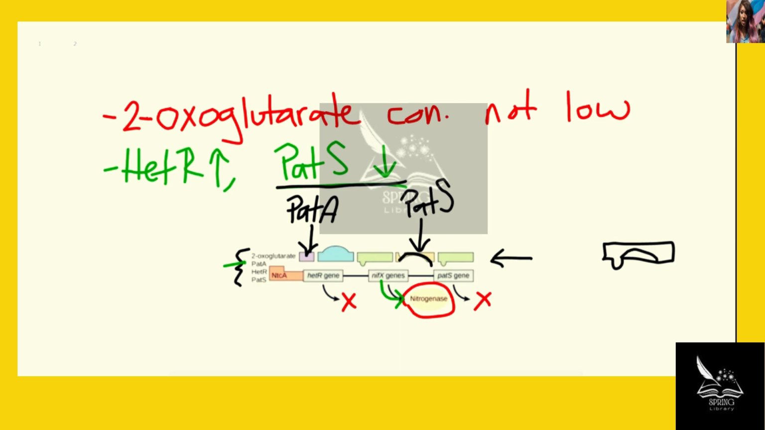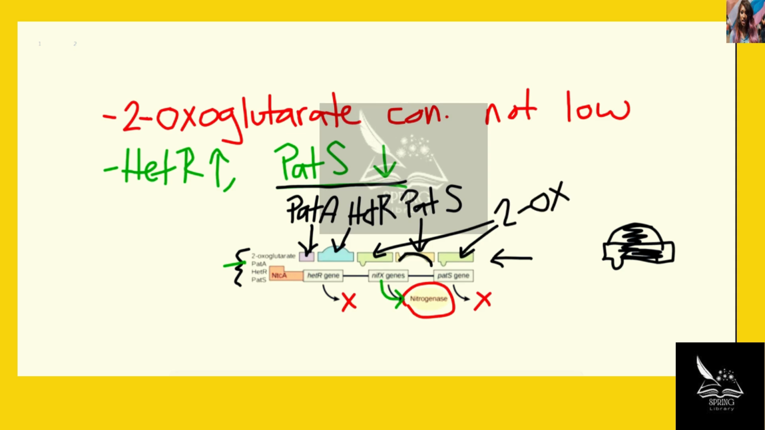Okay. And then when we have this puzzle piece, but instead of having a chunk taken out of it, we have a globule on top, that means it's increasing, right? There's more than regular. So that makes this one our hetR, because that one is increasing. And then these are going to be our 2-oxoglutarates, because that concentration is increasing in number. That one's increasing. Okay.